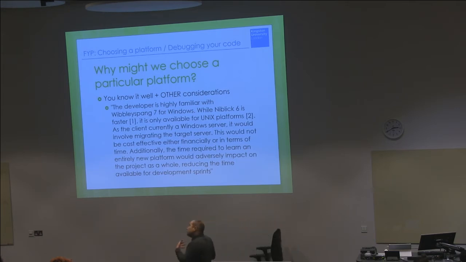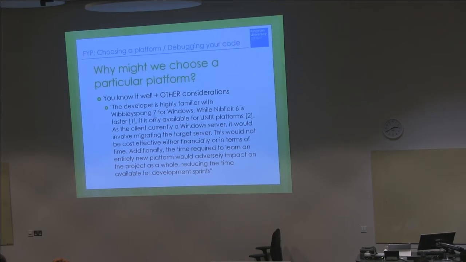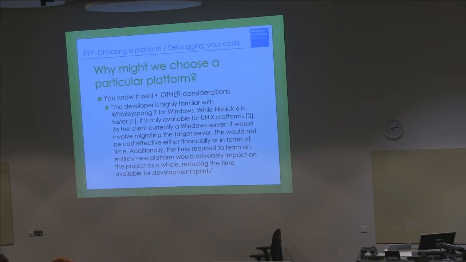Okay? So justify your choices and demonstrate you know the field. This paragraph here, they have not only demonstrated that they understand that Wibbly-Spang works on Windows, they know there's another thing that exists and it's faster, but it's only available for Unix. They're showcasing their knowledge. So even though they haven't used all of these things, they're showing to the examiner that they know stuff. And there are marks to be accrued for this.